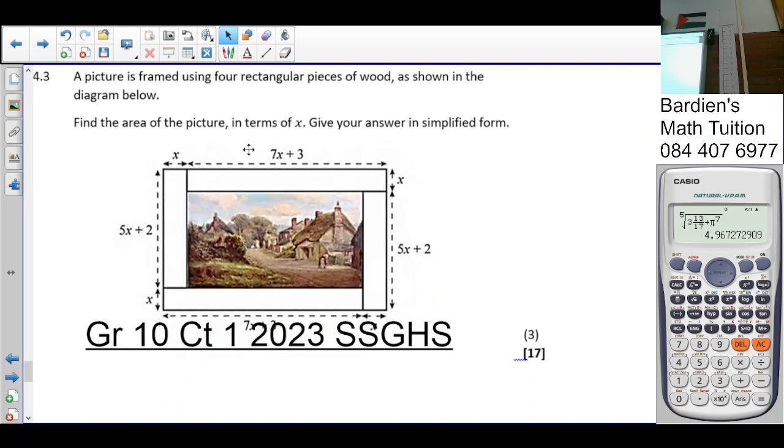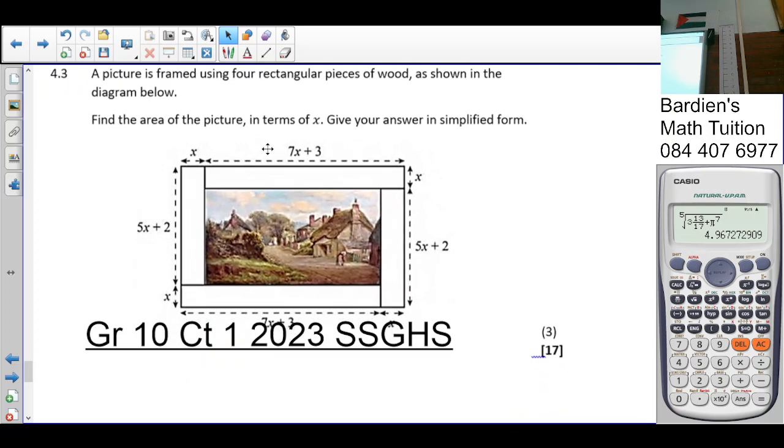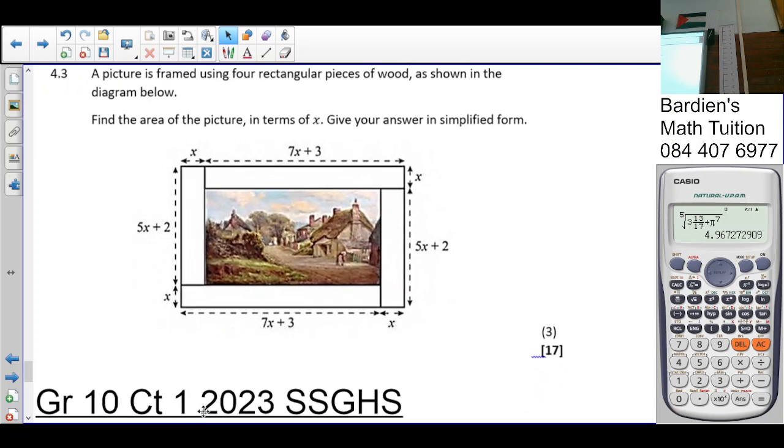Right, people, 4.3. Nobody got this question. I can't believe it. Yes. A picture is framed. Okay, nobody that I have checked. No? Because I know it's the G mark and I moderate. Okay, so it might be somebody got it right, but the people I checked didn't do it.